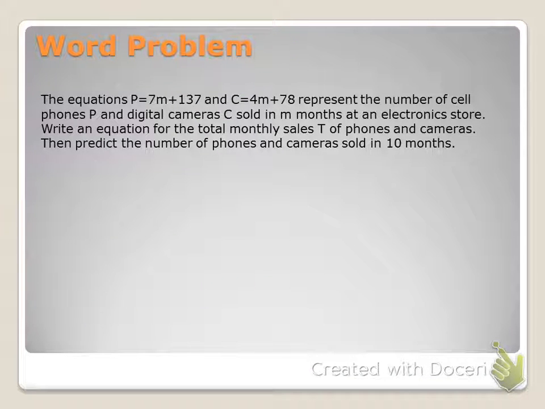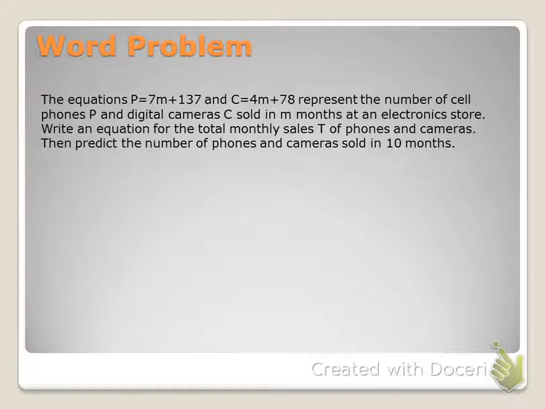Word problem. I'll read it today. The equations P equals 7m plus 137 and C equals 4m plus 78 represent the number of cell phones, P, and digital cameras, C, sold in M months at an electronics store. So it gives you two equations. They use them as models. P is our phones, C is cameras, M is months. Defines your variables. Everybody good?